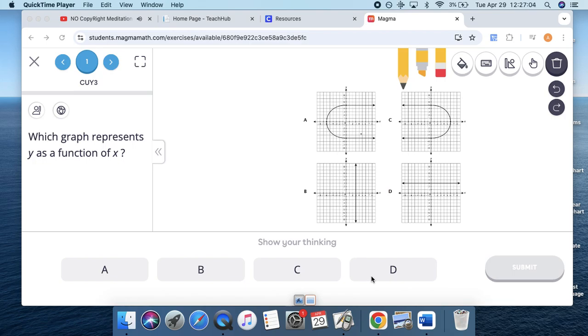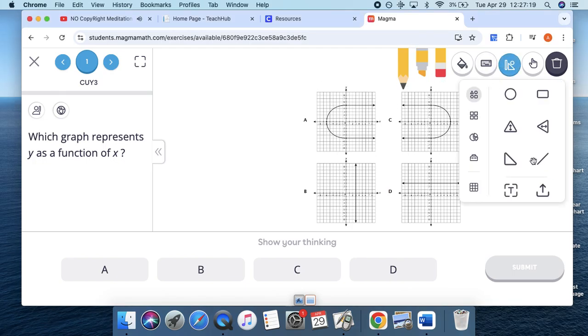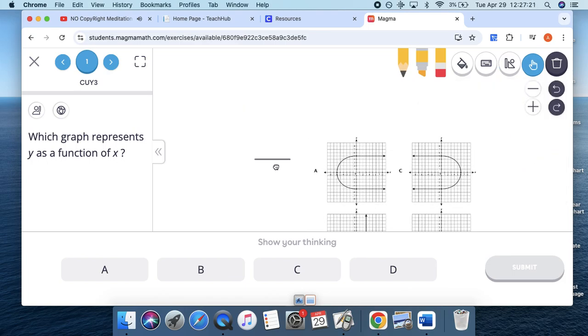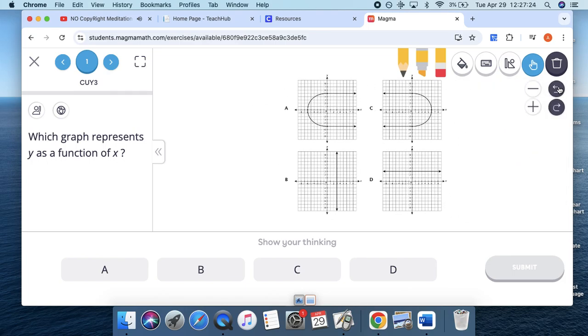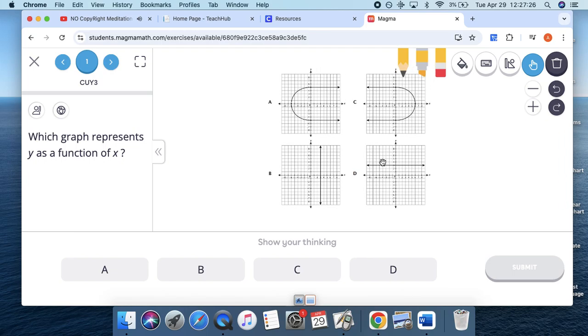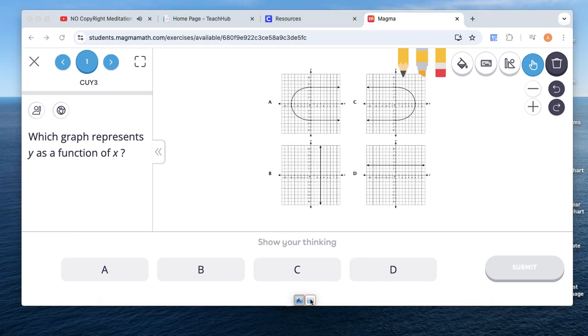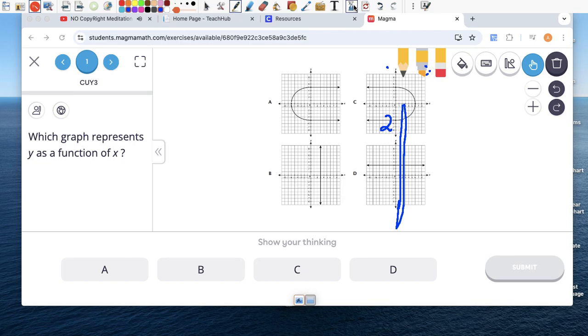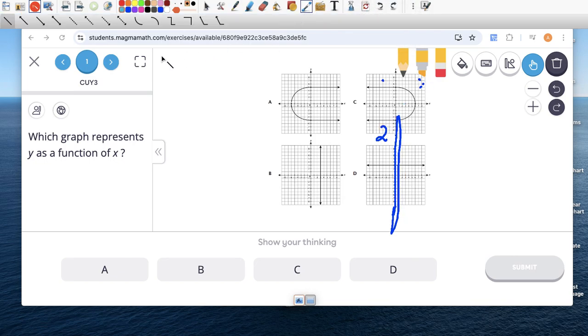CYU3, or if you finished it already, congratulations. So the first one is asking you basically if it's a function, and you can use a vertical line test, right? And let's see, there's a tool here. You can take a straight line. Let's see if I can do it another way. Yes, there, I can use that. So let me take a straight line, right? And then let me erase this stuff out.